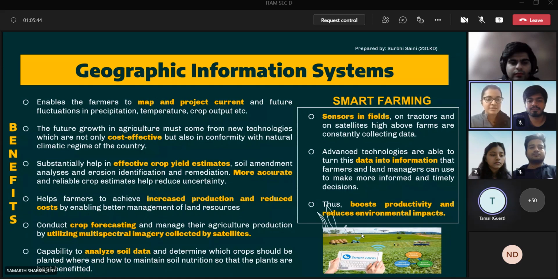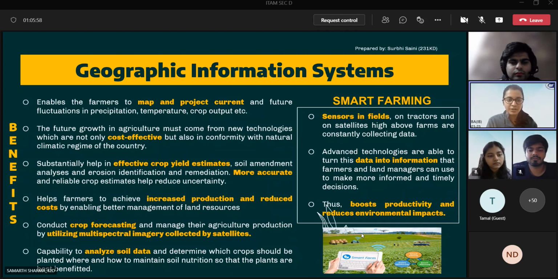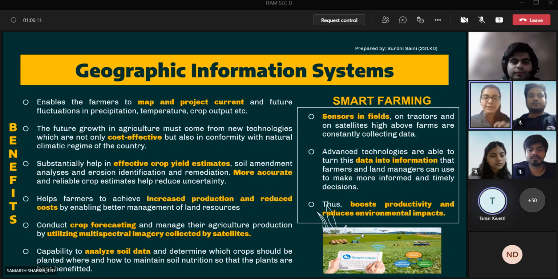Another benefit is that it helps farmers to achieve increased production and reduce costs by enabling better management of land resources. Also, we can say that it conducts crop forecasting and manages agriculture production by utilizing multispectral imagery collected by the satellites. Lastly, it also has the capability to analyze soil data and determine which crops should be planted where and how to maintain soil nutrition so that the plants are benefited.